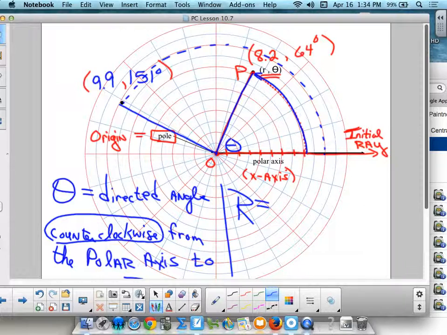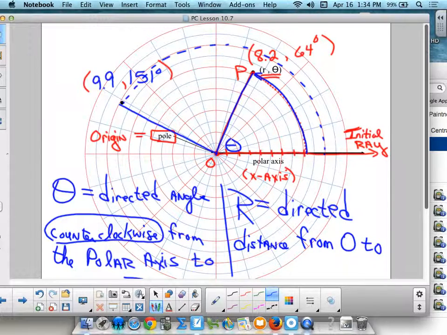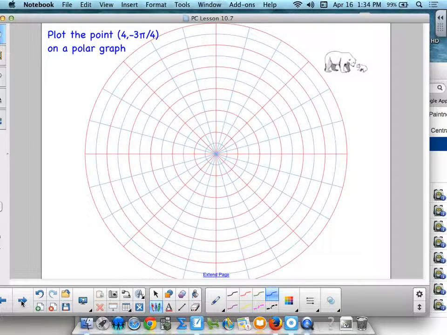Now, what's R? You already know. It's your radius, right? But in the book, they call R, the radius, a directed distance from O to P. So from O to P is the radius. I think you knew that anyways, so I'm not sure if you had to write that down. All right. Next slide, I want you to graph that. And the next slide, graph another point. So it's really the same thing twice in a row.